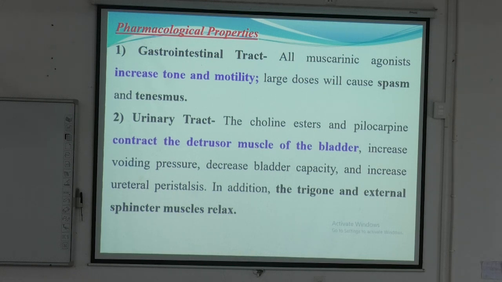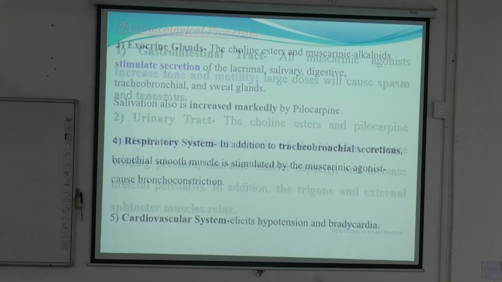Urinary tract: the choline esters and pilocarpine contract the detrusor muscles of the bladder. Already we have seen in the anatomy that within the bladder there are detrusor muscles and they basically contract. So when the contraction of the detrusor muscle occurs, there will be increased voiding pressure and ultimately the bladder capacity will be decreased. So there will be less bladder volume and increased ureteral peristalsis. In addition, the trigone and external sphincter muscles relax and ultimately voiding occurs. Okay, so ultimately in the urinary tract, these are the actions of the muscarinic agonists.